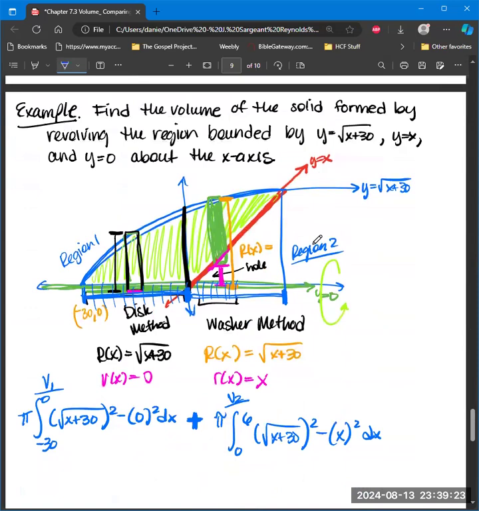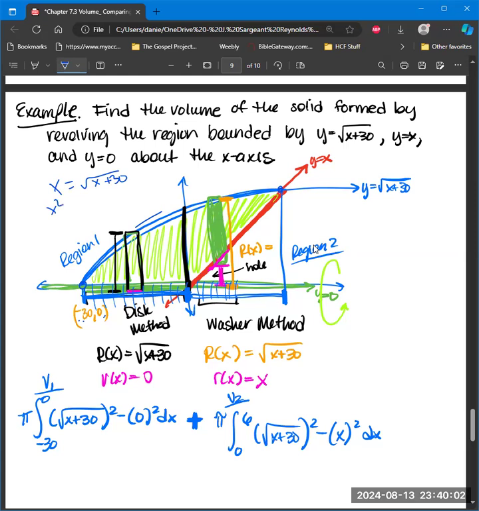Now let's find the volume of the solid formed by revolving the region bounded by y equals the square root of x plus 30, y equals x, and y equals 0 about the x-axis. So this is x plus 30, so it's been shifted 30 to the left. There's negative 30, 0. Square root of x is going up here. We have a point of intersection up here that we might need to find. Where is x equal to root x plus 30?